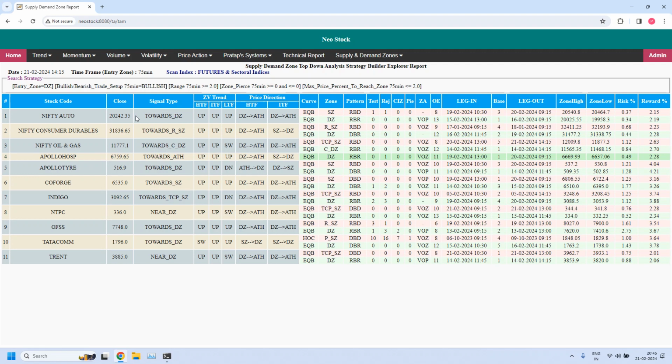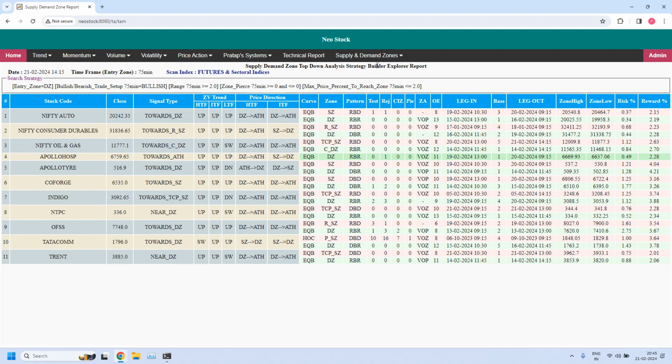See, if you want to buy any stocks in indices, look for ETF, exchange traded funds. We have Nifty auto BeES. ETFs will be there. Okay, this is about bullish trade setup.